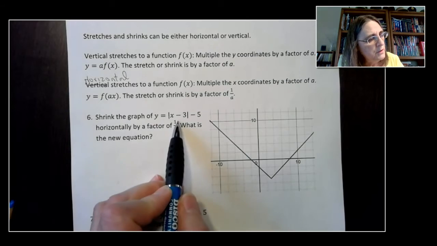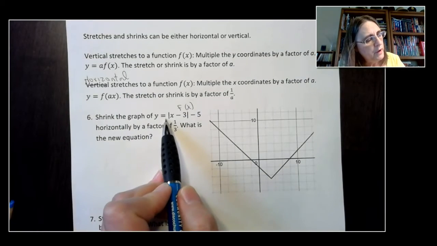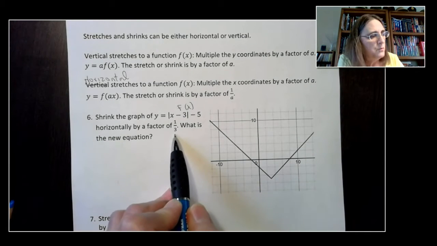We want to shrink this graph. Here's our f of x. The graph of y equals absolute value of x minus 3 minus 5 horizontally by a factor of 1/3.